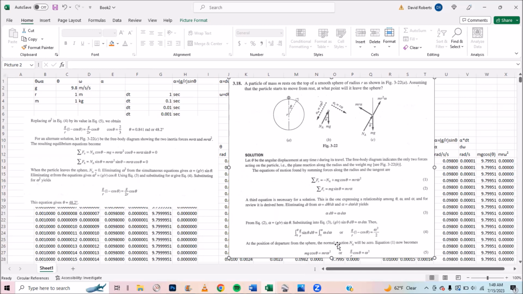I don't know why they don't look the same. Yeah, mg cosine theta. Well, your m's cancel anyway. So g cosine theta is equal to 2 times g times 1 minus cosine theta. Your g's cancel. So now you just got cosine theta is equal to 2 times 1 minus cosine theta.